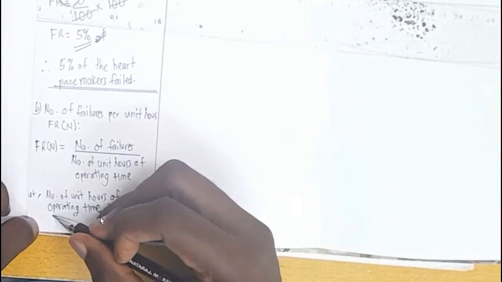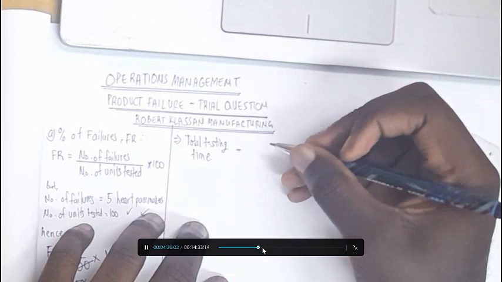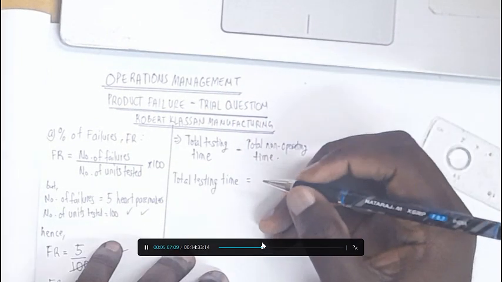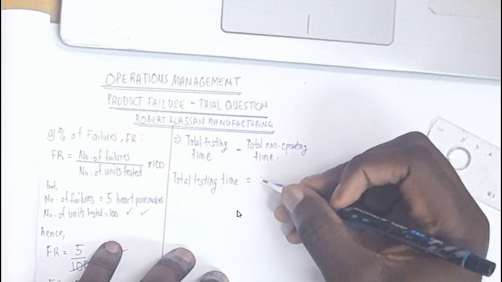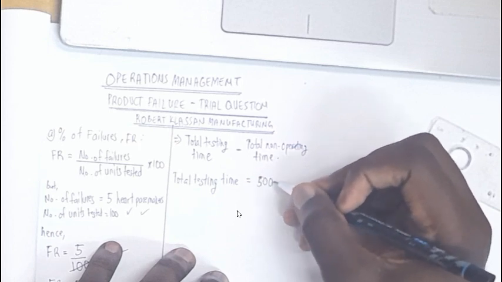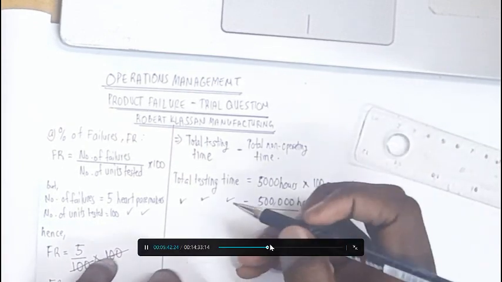The number of unit hours is given by the total testing time minus the total non-operating time, right? The total testing time is simply the number of units tested times the number of hours they were tested for. Here we had 100 units tested, and the testing time for each of the 100 was 5,000 hours. So our total testing time will be 5,000 times 100, which gives you 500,000 hours.